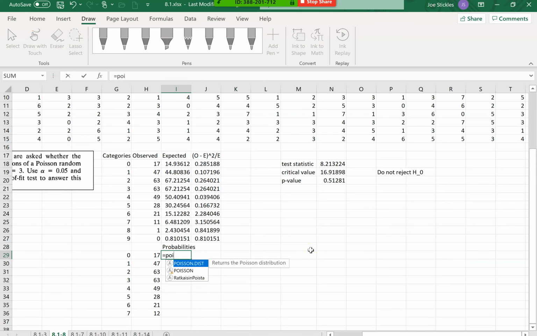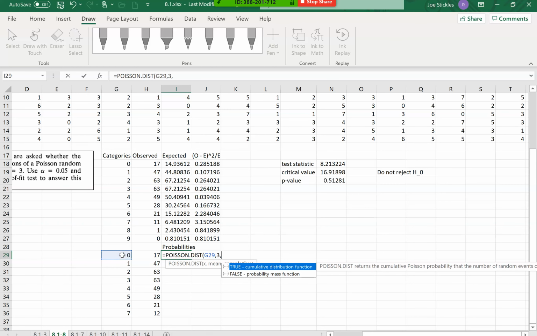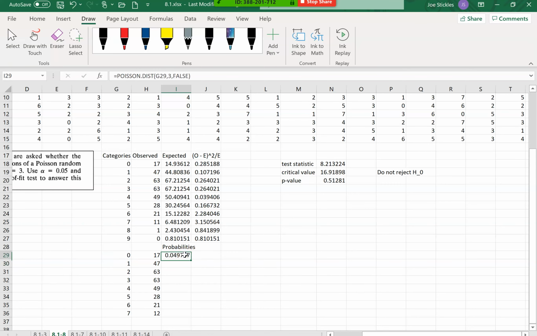So if we do the probabilities, I want the Poisson distribution. I still want to grab the x value that's over here. The mean is 3, and I still don't want it cumulative. I want the probability mass function. Now in this case, I'm just going to copy it down to 6.